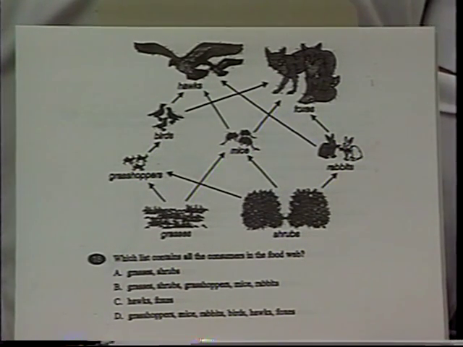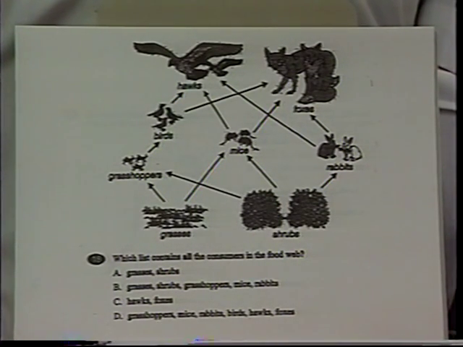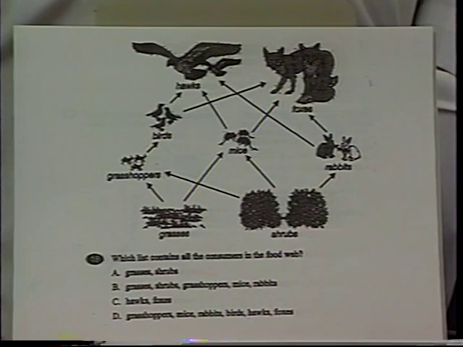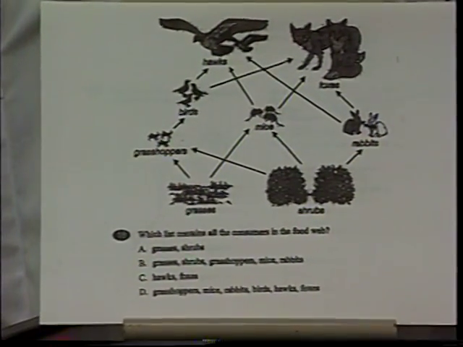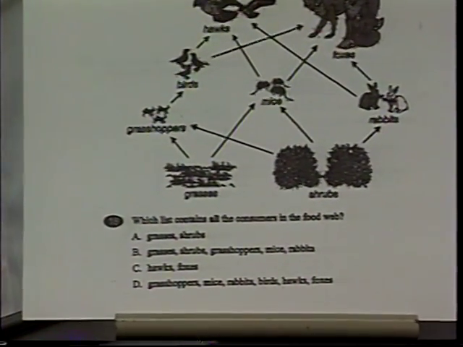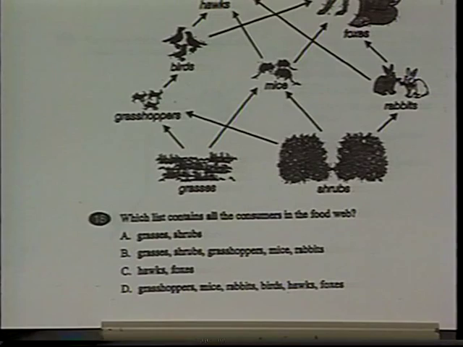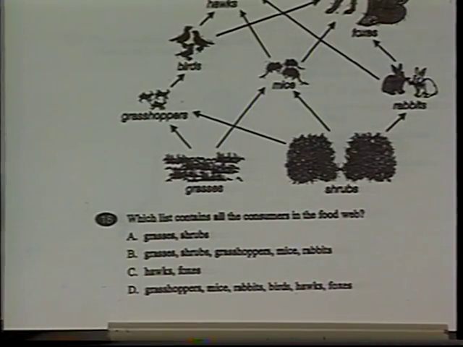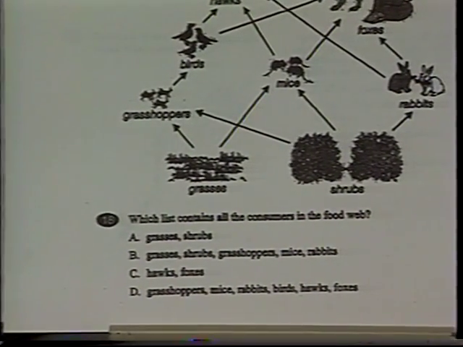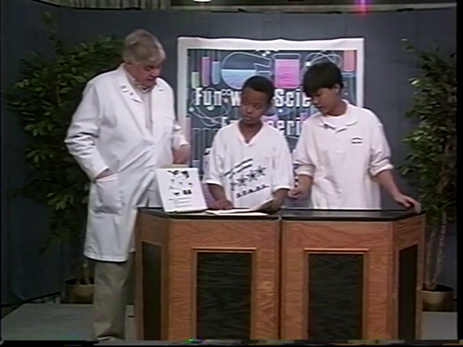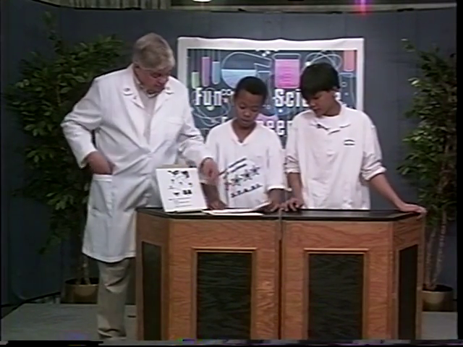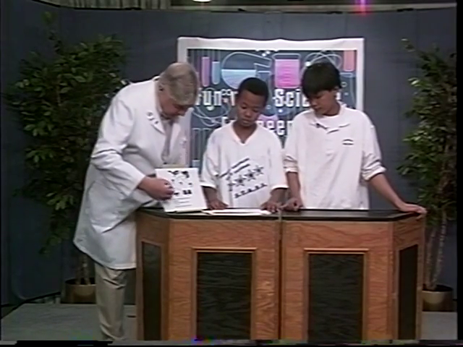We're almost done. Which list contains all the consumers in the food web? A, grasses and shrubs. B, grasses, shrubs, grasshoppers, mice, rabbits. C, hawks and foxes. D, grasshoppers, mice, rabbits, birds, hawks, and foxes. D? What do you say, D? Because it has all of them. They all depend upon the grasses and the shrubs.